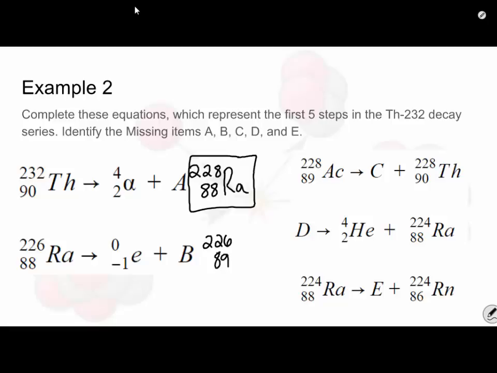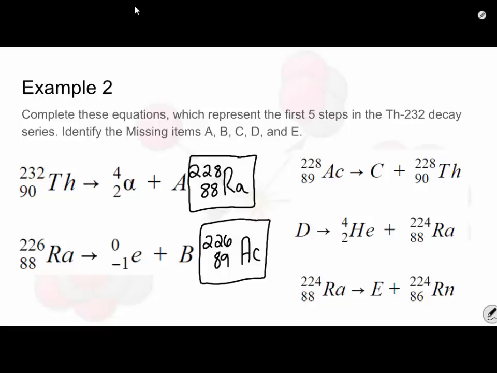And then we use our periodic table to look up what element 89 is. And element 89 happens to be actinium. So it would be Ac. So for our blank for B, we would plug in 226 over 89 Ac.